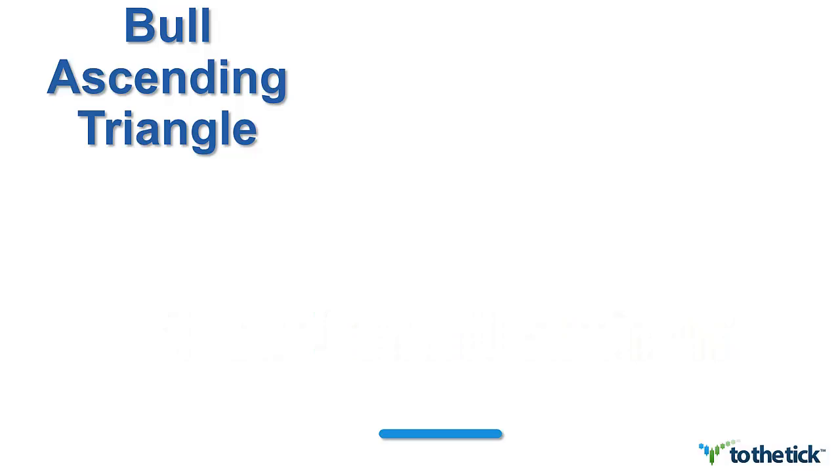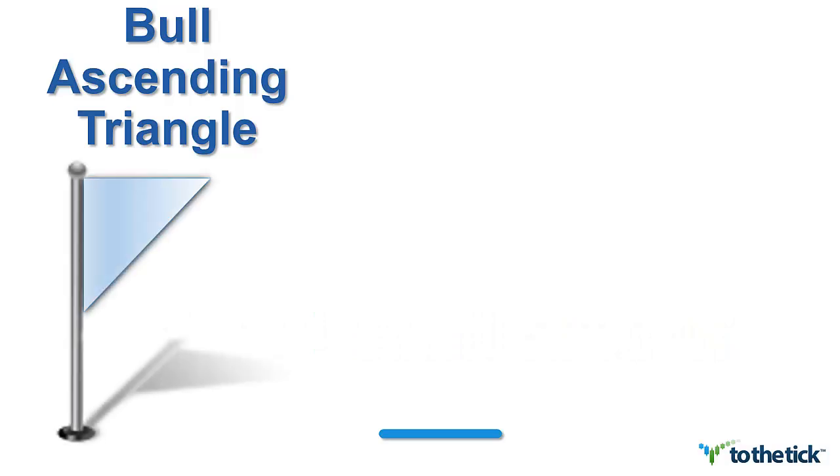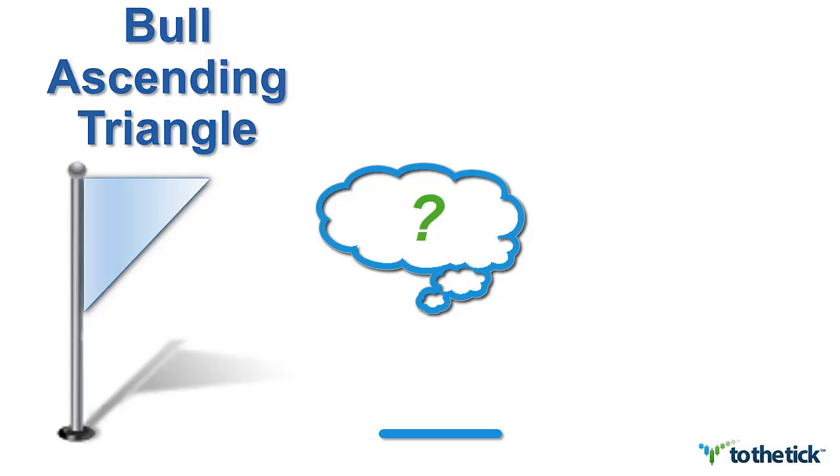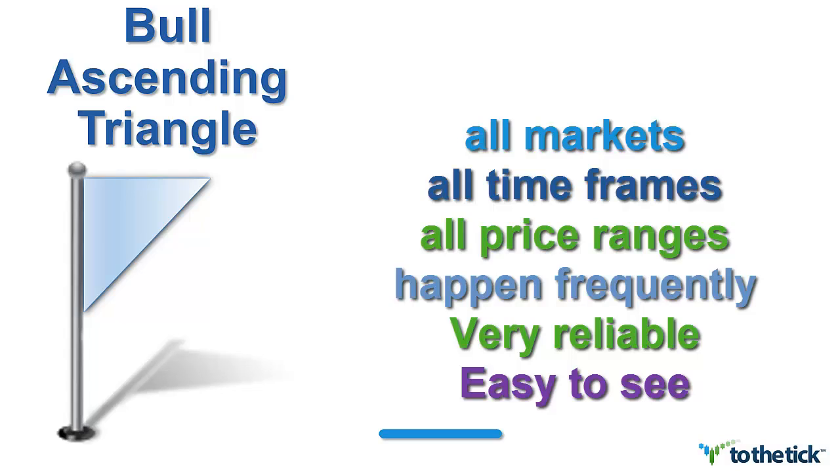Now, this image represents an ascending triangle. It's considered bullish or bearish, defined by the pole direction that the triangle is attached to. So before we get into the details, who might want to learn how to trade these ascending triangles and why? Well, first, it really doesn't matter what instrument you want to trade. They're found in all markets, time frames, price ranges, and they do happen quite often. They're pretty easy to see once we learn what they look like and we understand their characteristics.